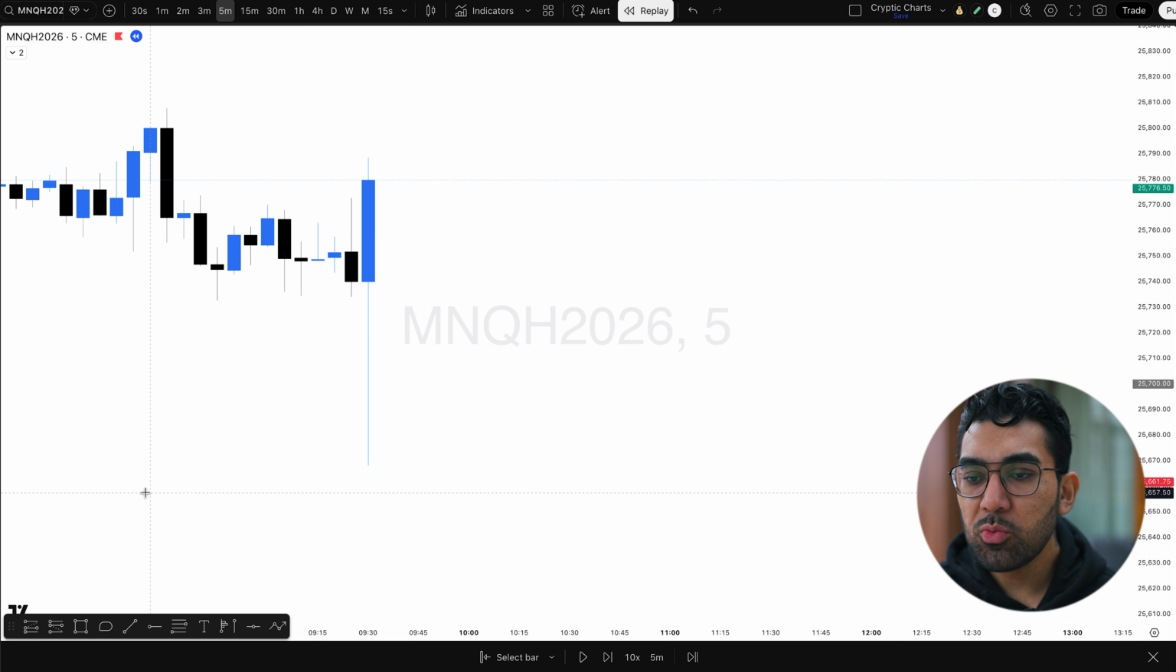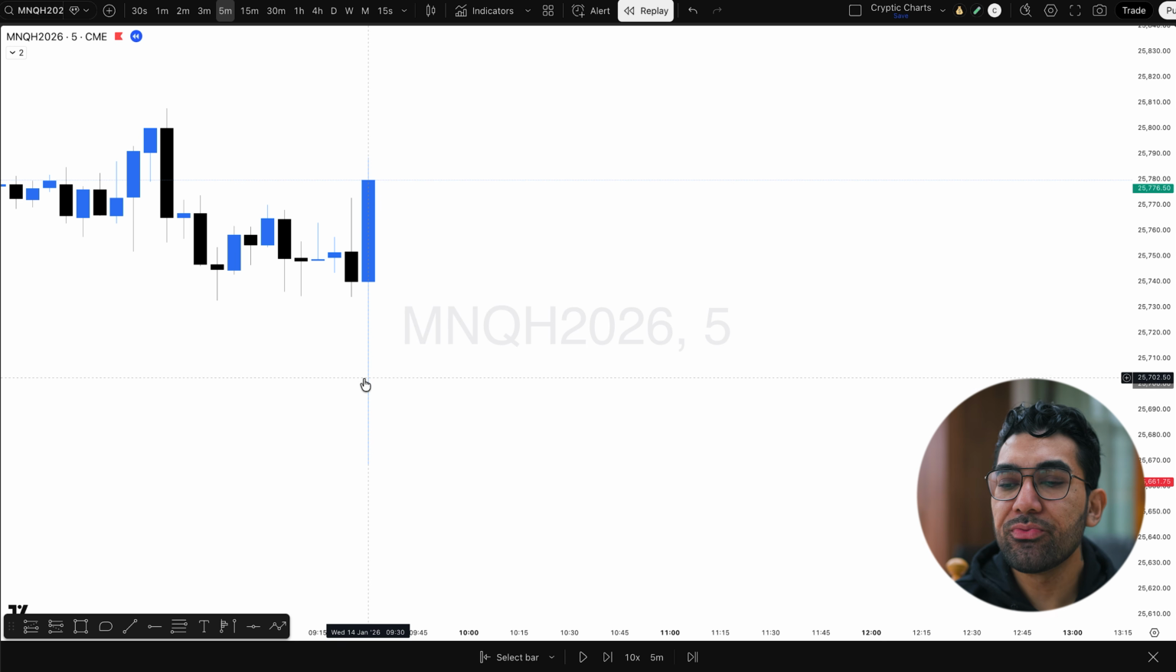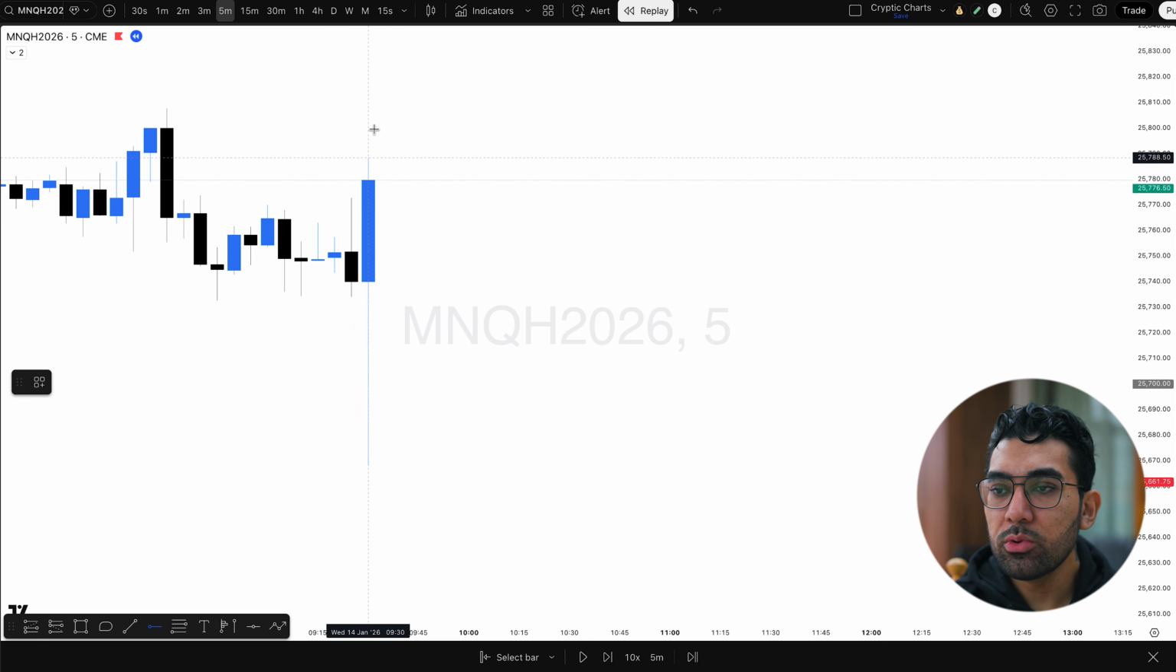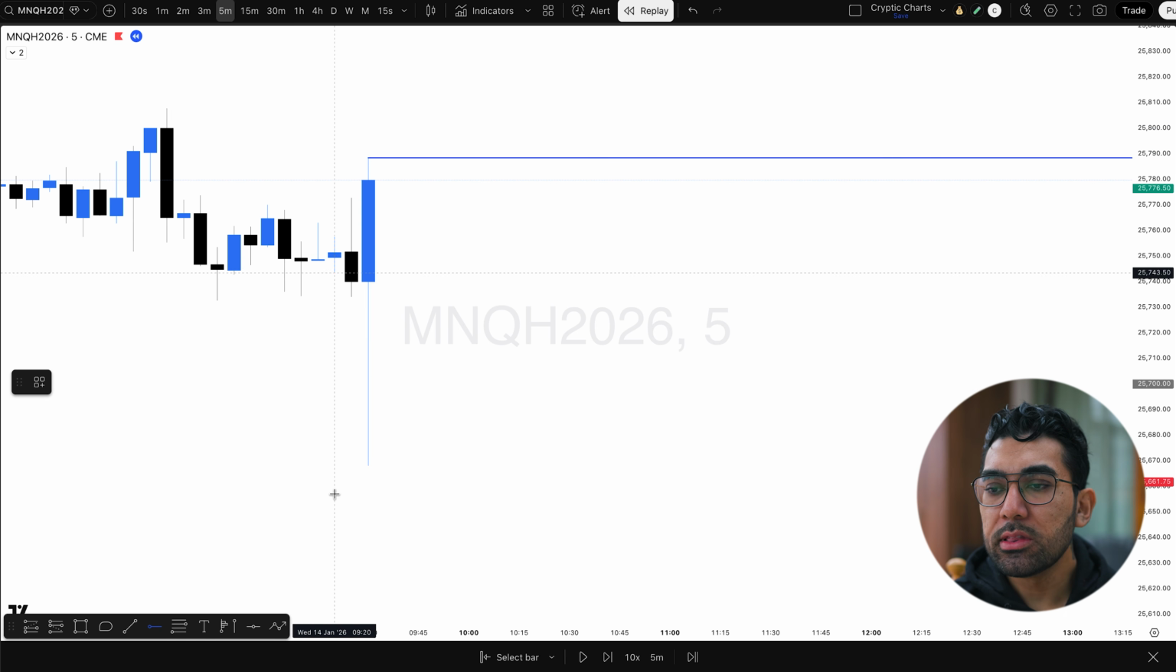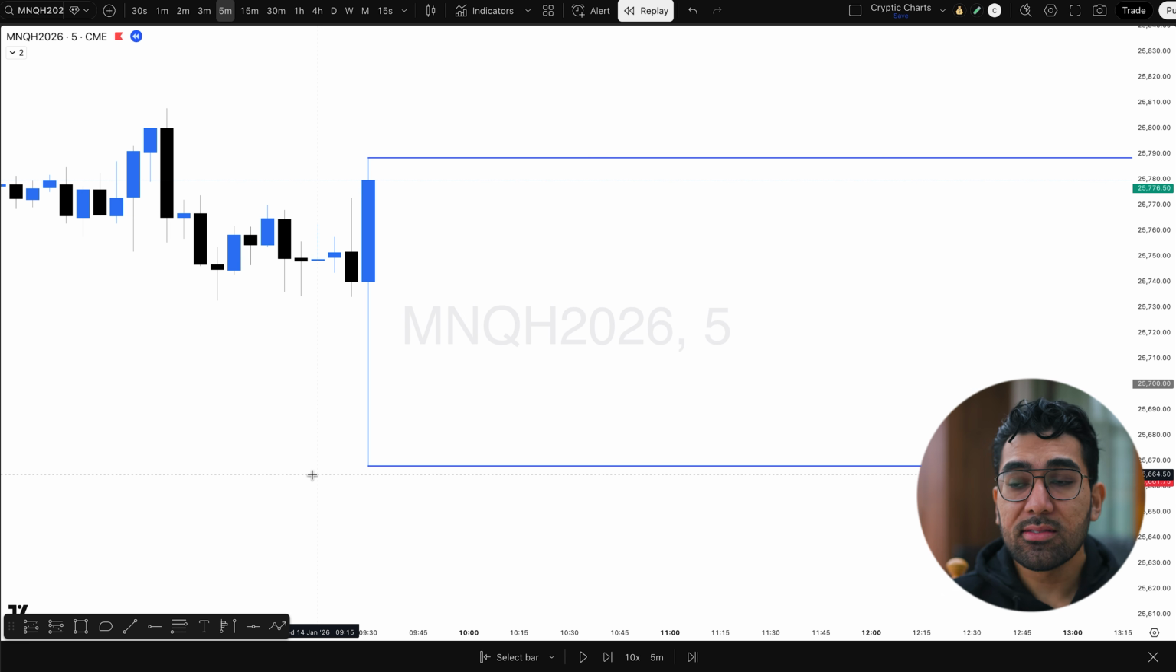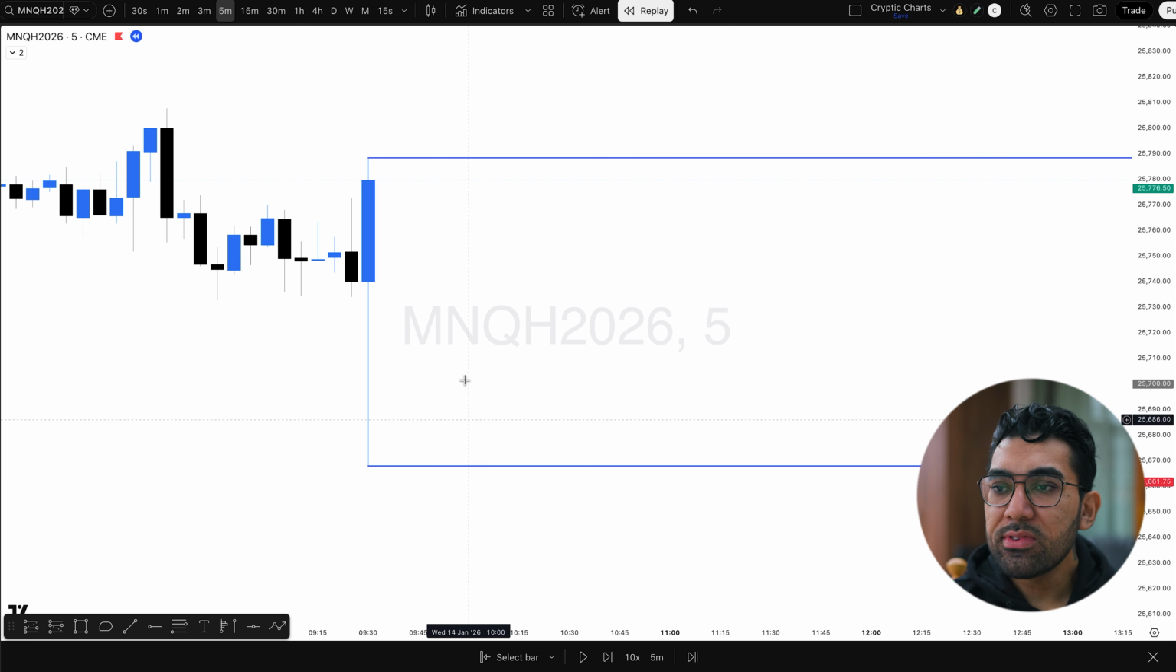And what we're going to do is we're just going to mark out the high and the low of this 5-minute candle. So I'm going to take my trend tool, mark out the high here, and I'm going to mark out the low. Remember, we are going to include the wicks when we're marking out these levels. Then once that's marked out, we've now already got our range. So that's step one.